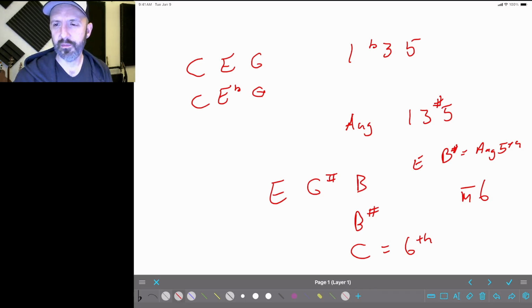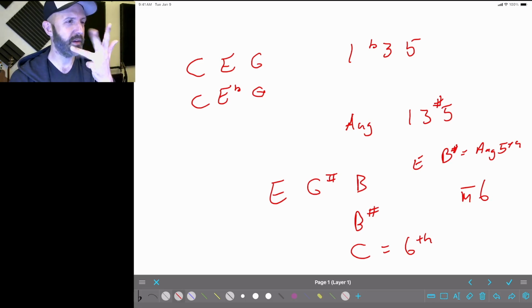G sharp, B sharp. That's a low one. Major triad. All right. A, B, C sharp, D, E.